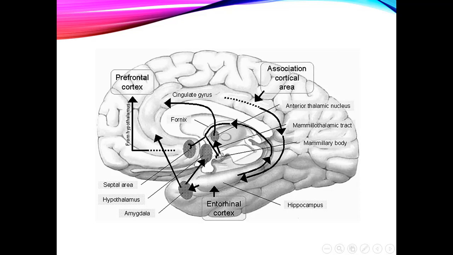The mammillary bodies send fibers or projections to the thalamus, and thalamus sends it to the cingulate gyrus. The cingulate gyrus sends to the parahippocampal gyrus, and finally the parahippocampal gyrus sends to the hippocampus or hippocampal gyrus. These connections, this circuit is called circuit of Papez.